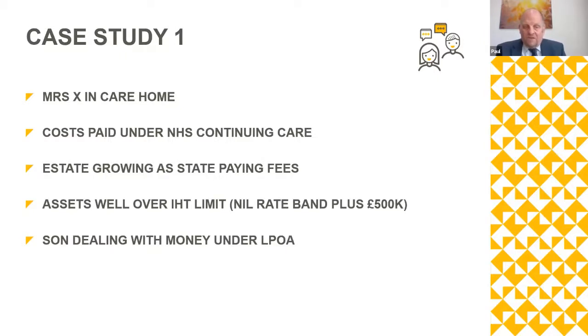The assets were well over the inheritance tax limit, so it was nil rate band plus about 500,000. And the other thing was the son, because the lady had early stage dementia, the son was dealing with the money under a lasting power of attorney. Remember what I said earlier? He can't give the money away. He's not allowed to. He can make modest gifts only. And another strange quirk was that there wasn't any double nil rate band, because it's a second marriage and Mr. transferred his own exemption away to someone else. So she didn't have 325, she only had one.